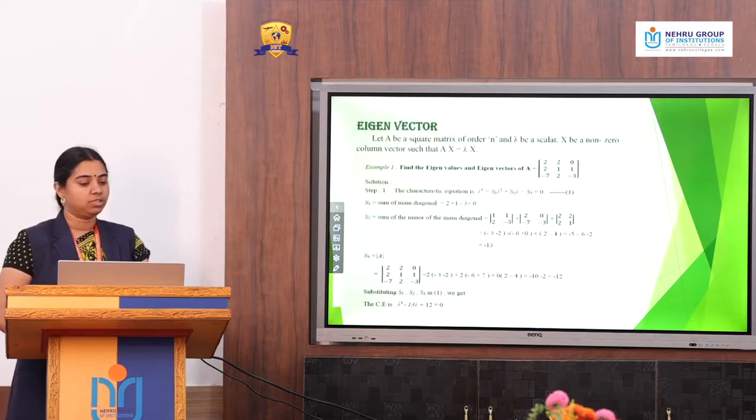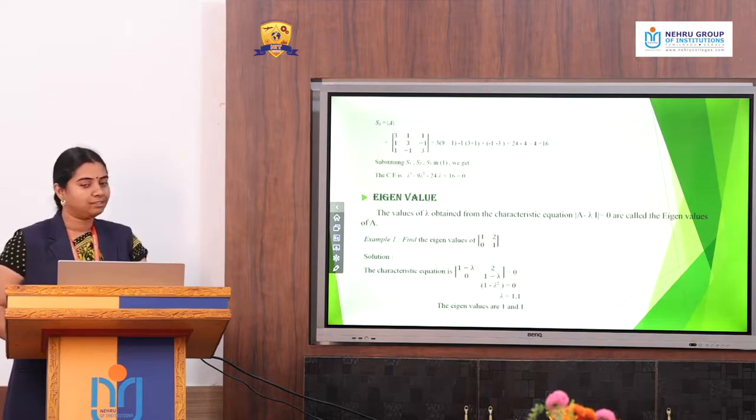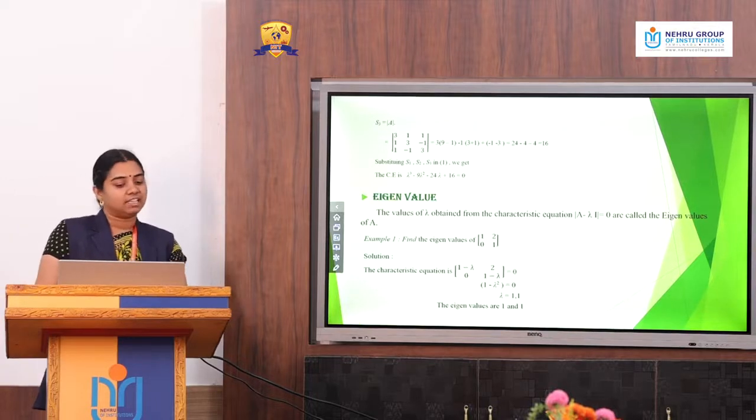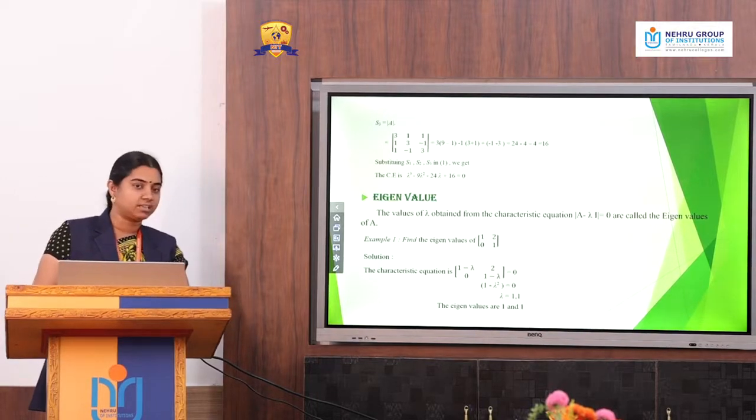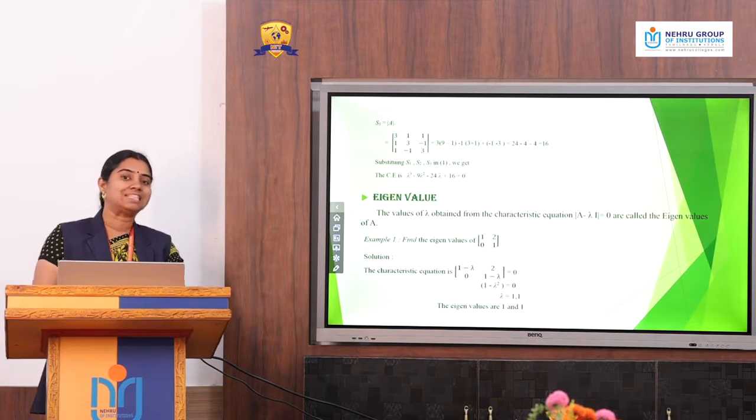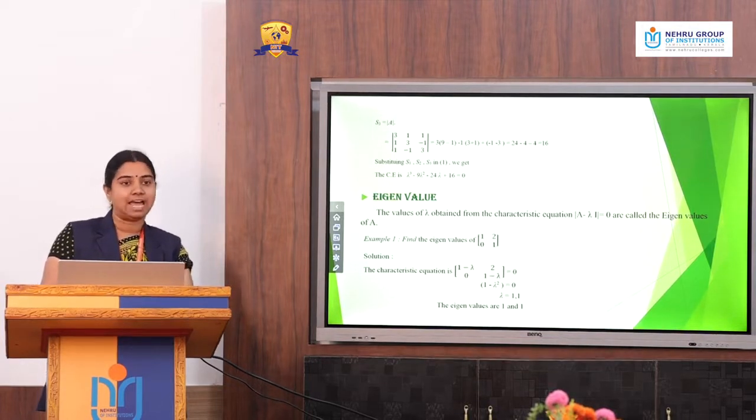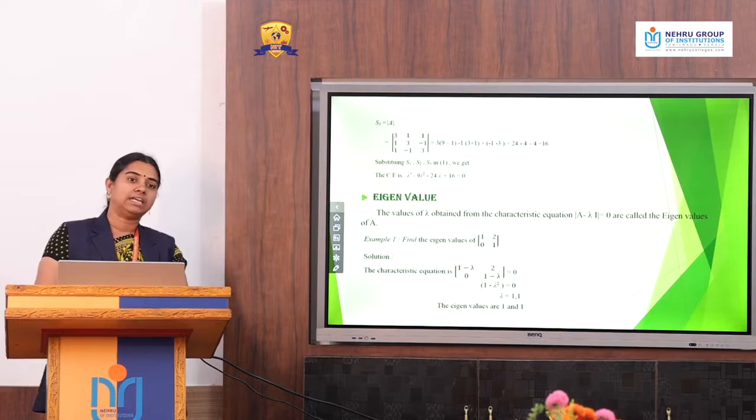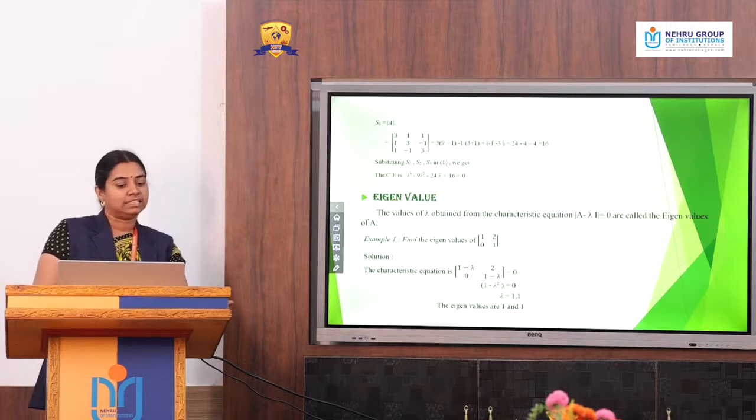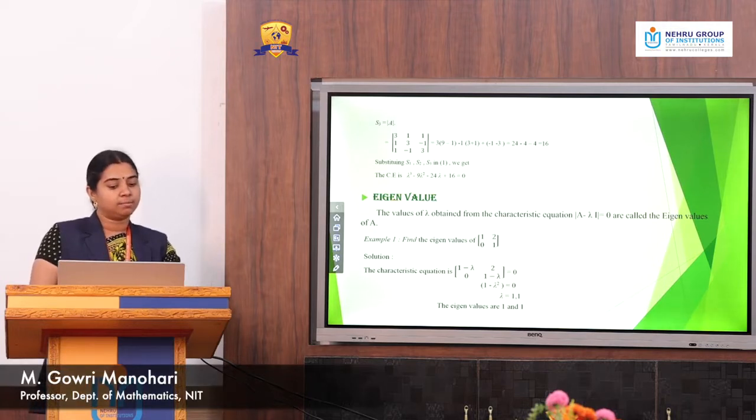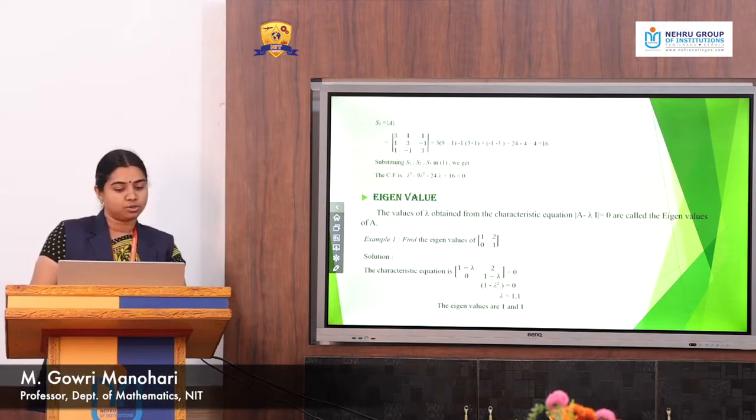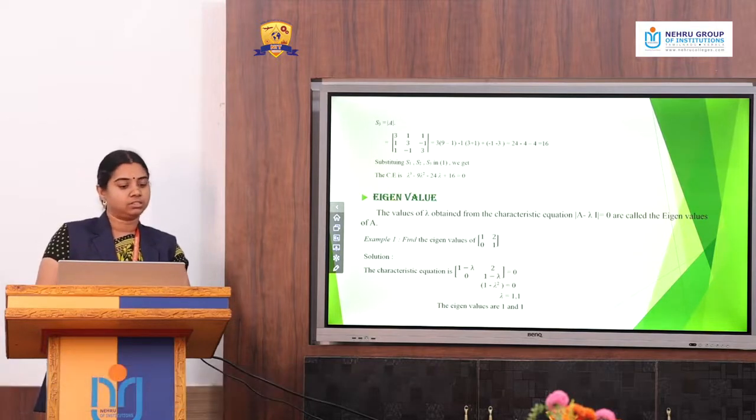So next we start to discuss eigenvalue. What is eigenvalue? Eigenvalue is the value of lambda in a characteristic equation. We find the scalar variable value, that is lambda, and that lambda value we declare as the eigenvalue. By definition, the values of lambda obtained from the characteristic equation determinant of A minus lambda I equal to 0 are called the eigenvalues of A. So this is eigenvalue.